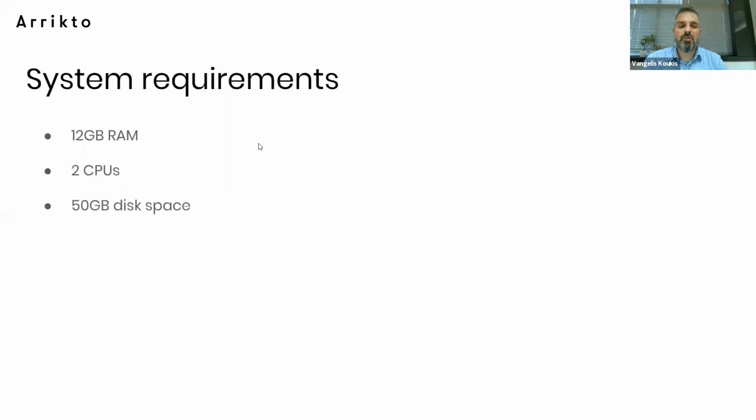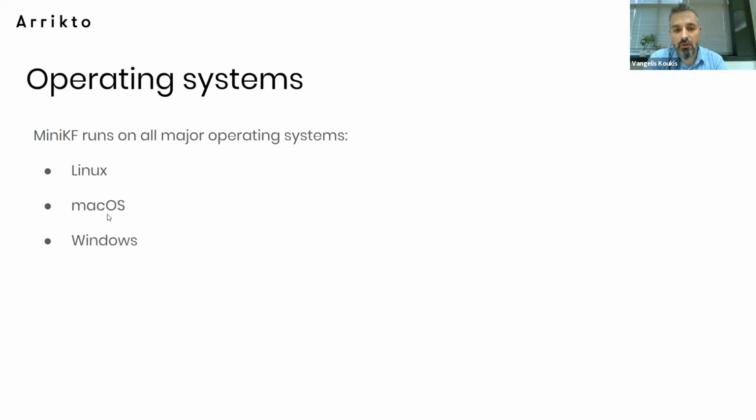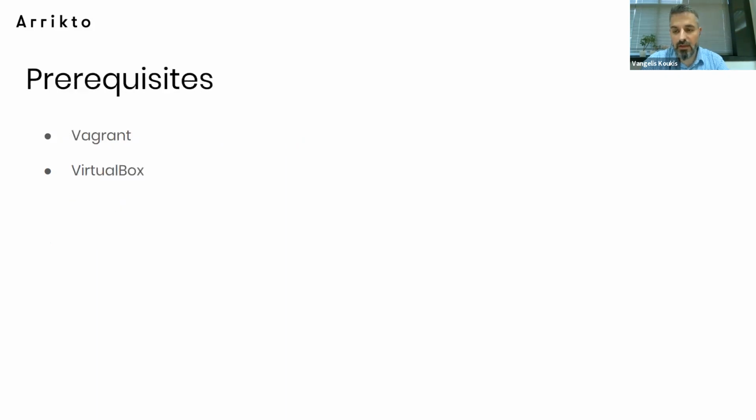You need a pretty hefty machine with around 12 gigabytes of RAM because Kubeflow does have quite a lot of components and is quite resource hungry. We recommend that you run with 2 CPUs at least, around 50 gigabytes of free disk space. And then because this is virtualized, you can run it on Linux, on Mac OS, on Windows, and expect the same user experience across all operating systems. Vagrant and VirtualBox are the two prerequisites.